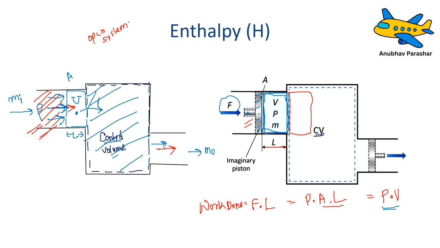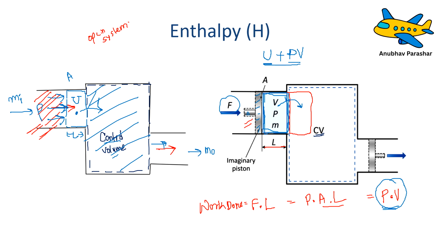So what happens when this fluid gets inside the control volume? Along with the internal energy U, it also carries PV amount of extra energy, because this amount of work has been done on it, so this energy is being transferred to it. So the total energy of the fluid which is getting inside the control volume is not just the internal energy U, but internal energy plus P into V. You have to understand that when we do some work on a system, the energy is getting transferred into the system.